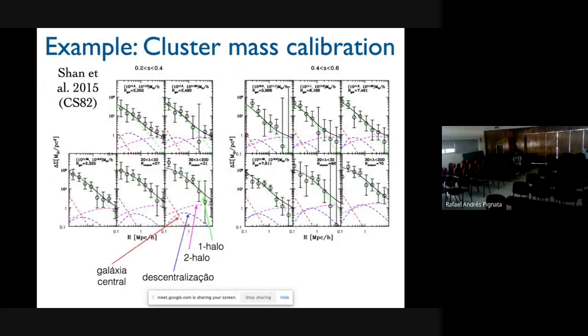And that's one example of, as you saw yesterday, the mass function being a very sensitive probe of cosmology. And the mass function means counting the number of clusters as a function of their mass. How do you get the mass? One way of calibrating the mass is by doing weak lensing. So what you do, you measure the richness of the clusters, so roughly the number of galaxies in a cluster, and you stack all the weak lensing data for clusters in a given richness bin.